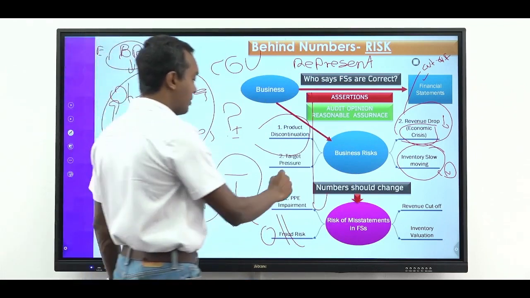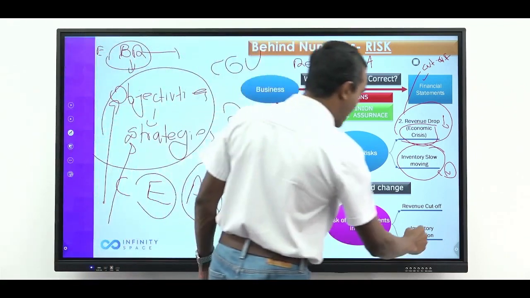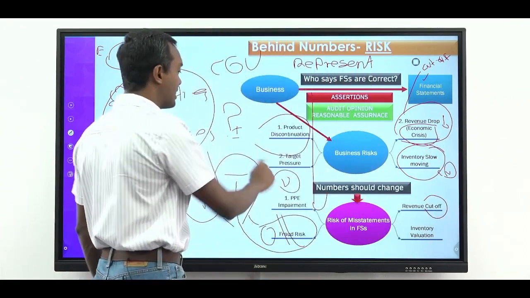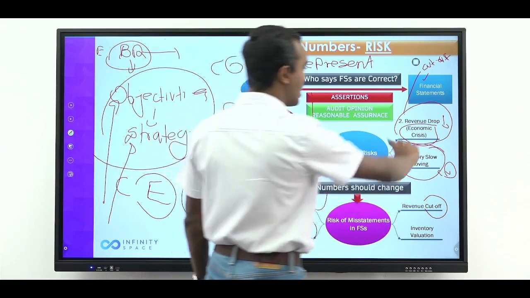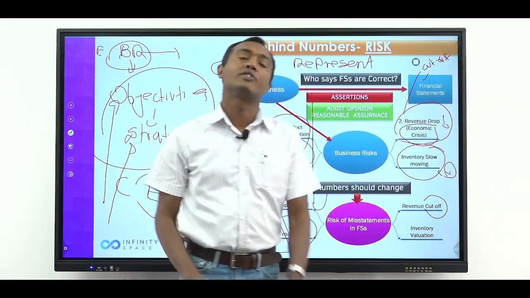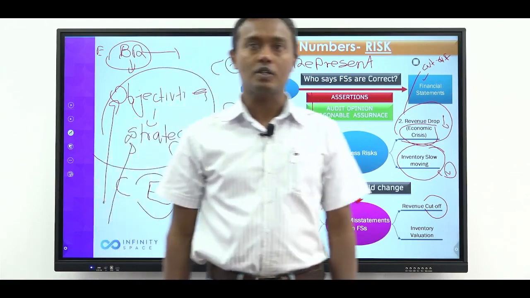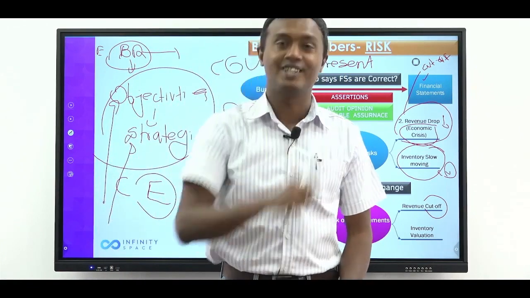The PP impairment, PP valuation, inventory valuation, revenue cutoff, right? And that overall fraud risk coming from the target pressure, coming from the economic pressure, the fraud risk. Very powerful with articulation. Now, are you ready?